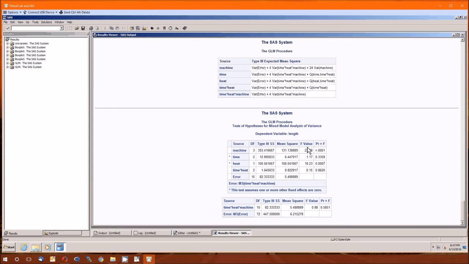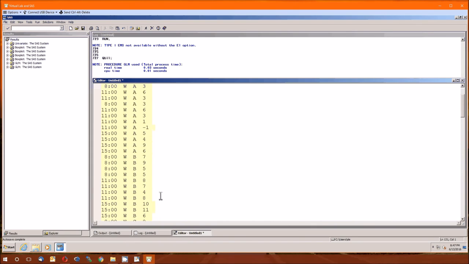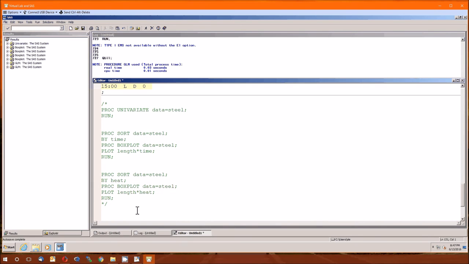You would not want to interpret the machine because that's a random effect. You would want to interpret the one for time, the one for heat, and most likely the interaction of time and heat. So there we go. That's how we generate table 10.9 in SAS. Here are the steps again. Step one, put the data in there. Step two, and again, it's a common step two, get to know the data.